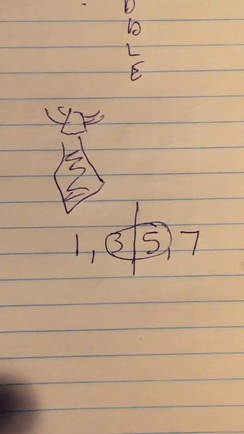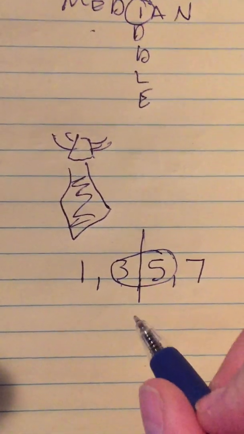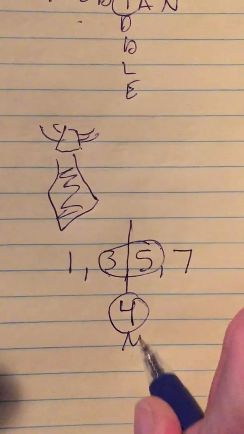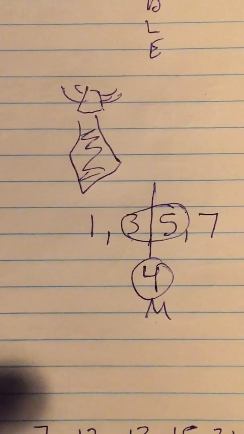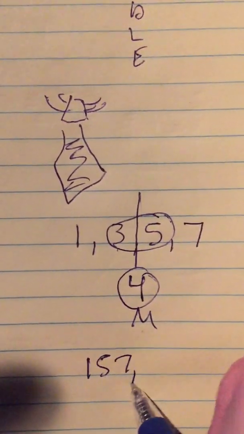And this is easy because they put it so close together. 3, 4, 5. So the halfway point would be 4. That's my median.